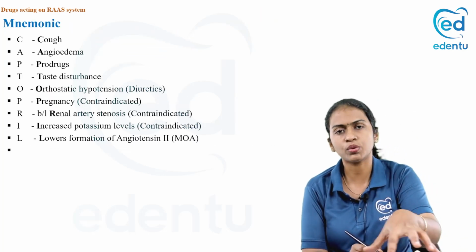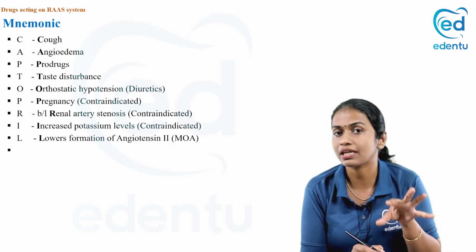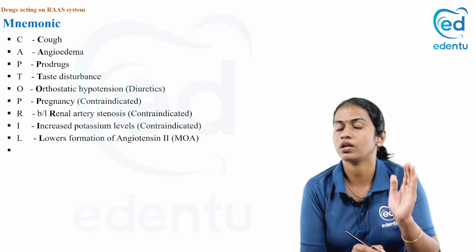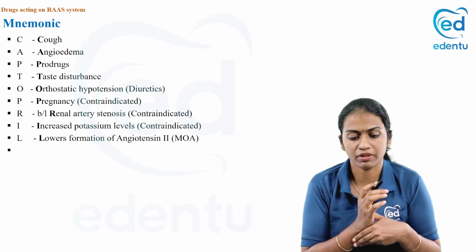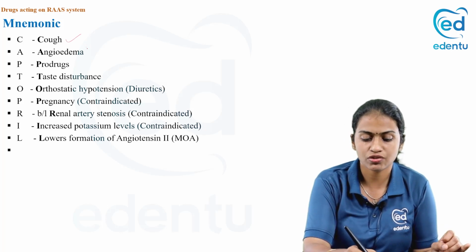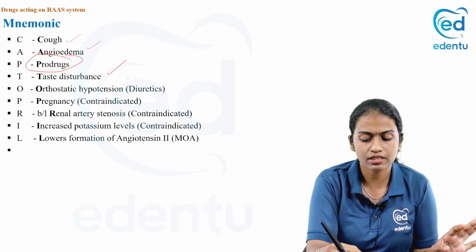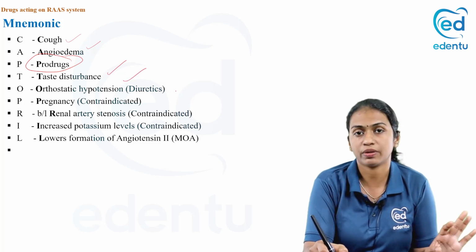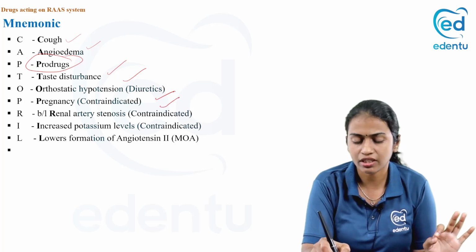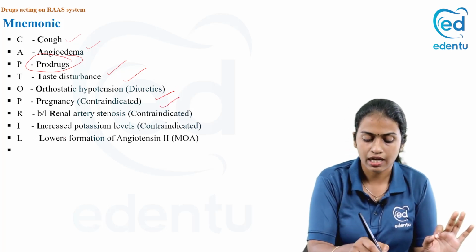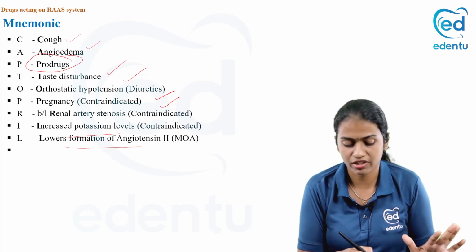So most of the things regarding ACE inhibitors you can remember using this mnemonic: captopril. Captopril you can think as a prodrug or prototype drug of ACE inhibitor. So cough is a side effect, angioedema, all these are prodrugs, can cause taste disturbances, hypotension, especially if you combine it with diuretics. Pregnancy is a contraindication. Bilateral renal artery stenosis is a contraindication, hyperkalemia, and lowers the formation of angiotensin II. That is the mechanism of action. Okay.